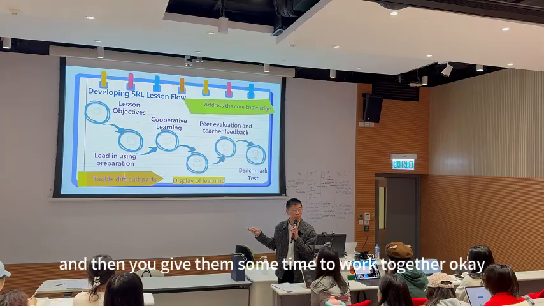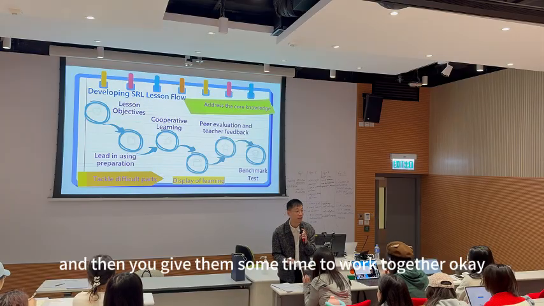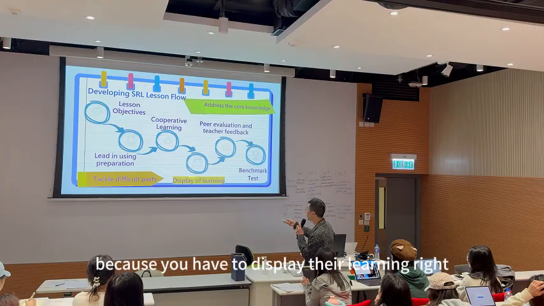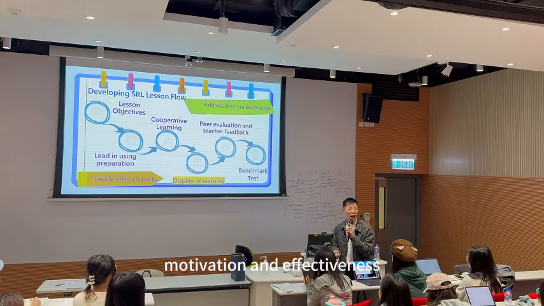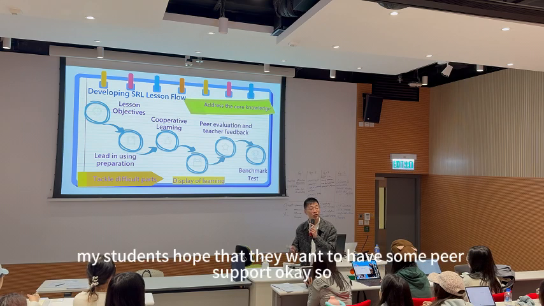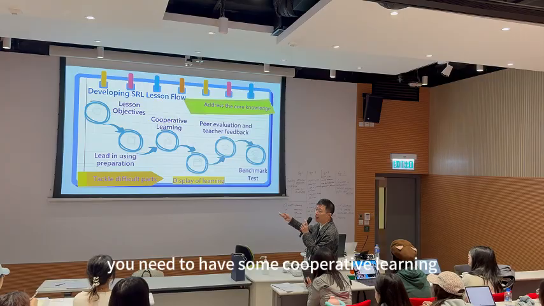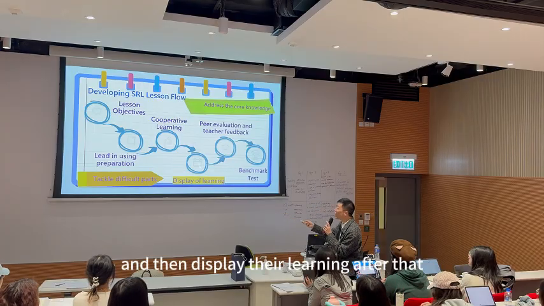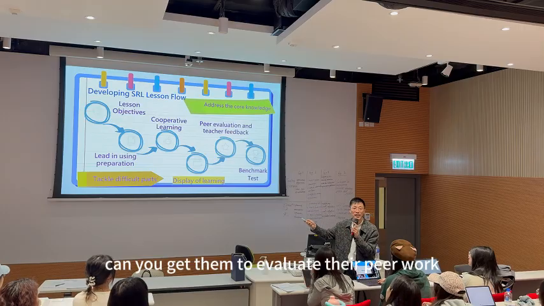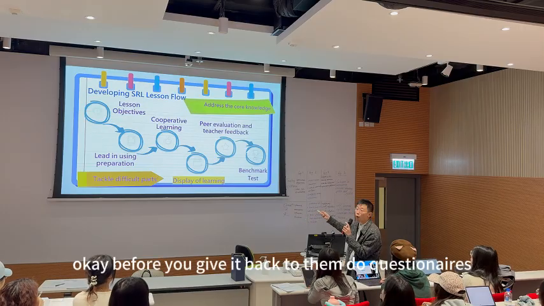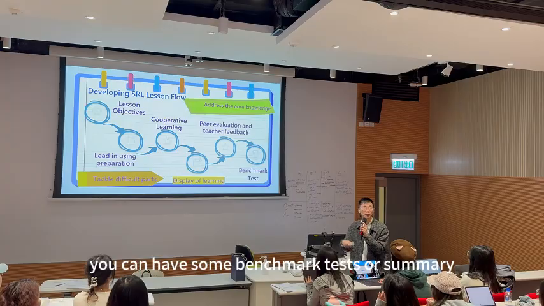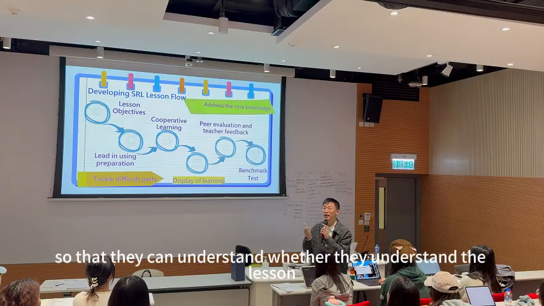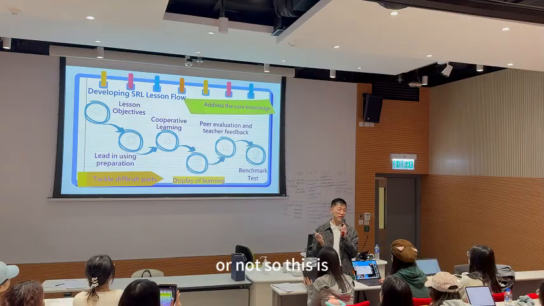And then you give them some time to work together, okay? Because you have to display their learning, right? So they have to work together to show their learning responsibility, motivation, and effectiveness. And remember that students want to have some peer support. So you need to have some cooperative or collaborative learning, and then display their learning. After that, can you get them to evaluate their peers' work? Before you give feedback to them, do questioning. And then at the end, you can have some benchmark tests or summary or evaluation with them so that they can understand whether they understand the lesson or not.